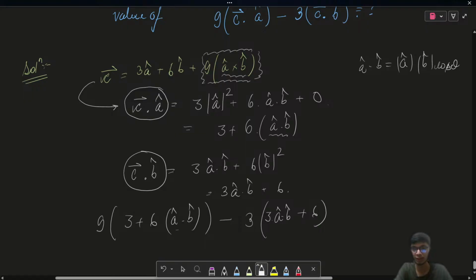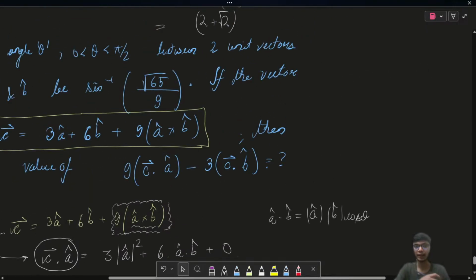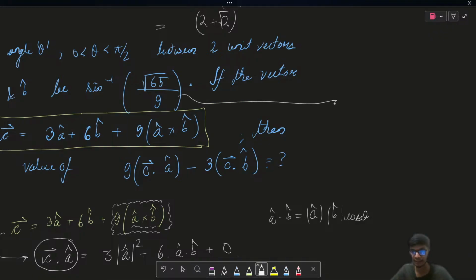Now we know these are unit vectors, so this result is only equal to cosine of theta, right? And we have seen that the angle between the vectors is given as sine inverse of root 65 upon 9. So the interesting part over here is that from here we have to calculate what is cosine theta. The cosine theta value will be the square root of 1 minus sine square theta, and that will turn out to be this particular result.